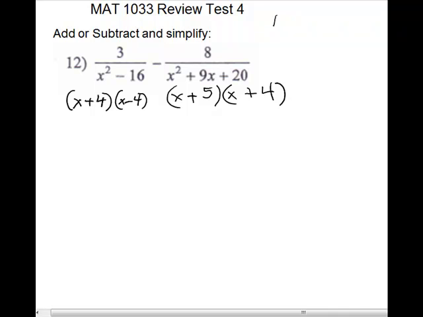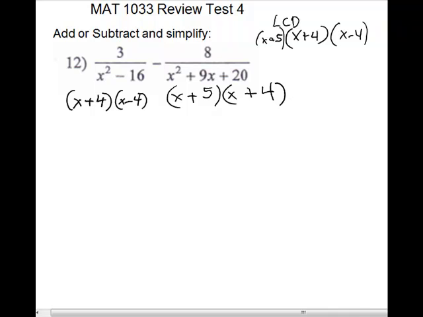So for our LCD, we have to cover every type of piece. So the x plus 4 is in both. We'll only need one of those. We will also need an x minus 4. And we will need an x plus 5. I'm a little short on room, so I'm going to squeeze it at the front. We will need all 3 pieces.